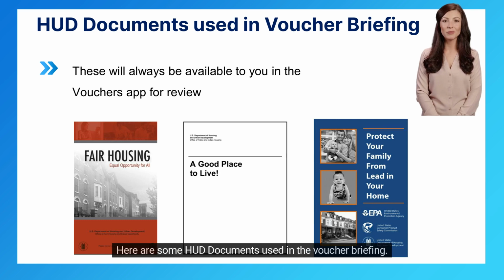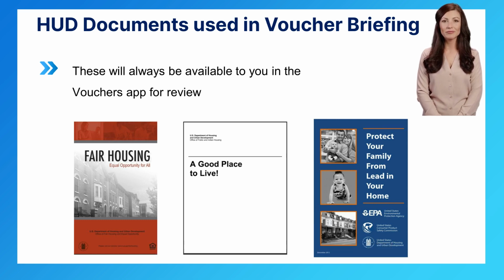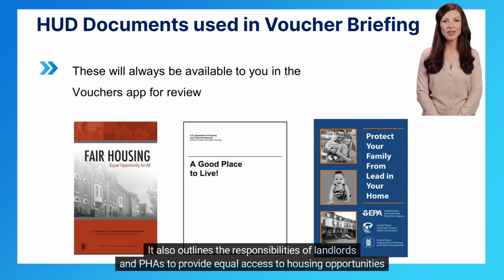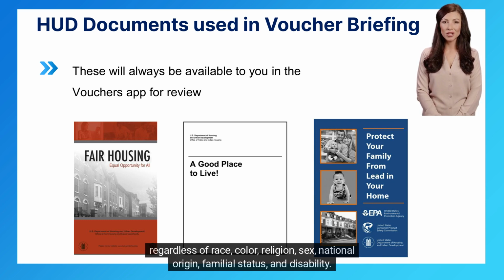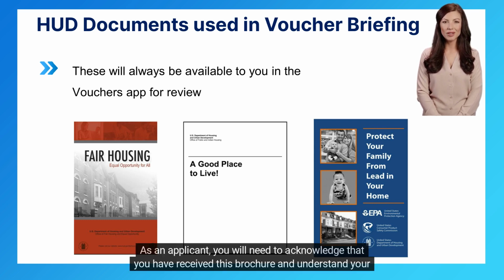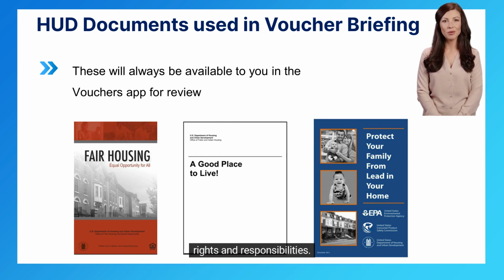Here are some HUD documents used in the voucher briefing. Fair Housing and Equal Opportunity Brochure. This brochure provides information on fair housing laws and your rights as a renter. It also outlines the responsibilities of landlords and PHA to provide equal access to housing opportunities regardless of race, color, religion, sex, national origin, familial status, and disability. As an applicant, you will need to acknowledge that you have received this brochure and understand your rights and responsibilities.